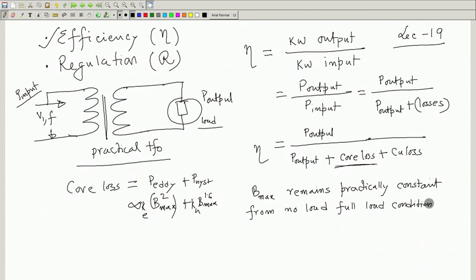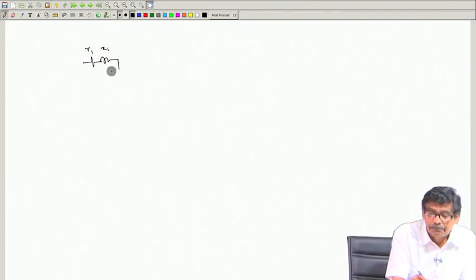Core loss remains constant, because the drop in R1 X1 is little, which means the value of induced voltage E1 in the ideal transformer may not be equal to V1. Recall the exact equivalent circuit of the transformer. What is the exact equivalent circuit of the transformer? Let me go to the next page. The exact equivalent circuit is R1, X1, then this parallel branch.